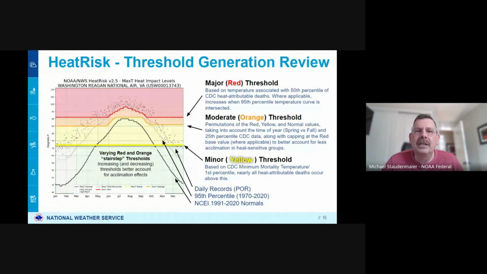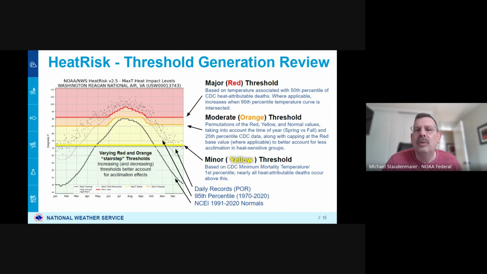The black stair-step curve denotes the daily NCEI 1991 to 2020 normals for this location. The lighter gray stair-step curve denotes the smooth 95th percentile curve derived from a standard period of 1970 to 2020, a 51-year period. The dots on the map represent the daily record high temperature for this station during the entire period of record. The yellow line is based on that minimum mortality temperature that we just talked about, where the effects of heat begin to occur.